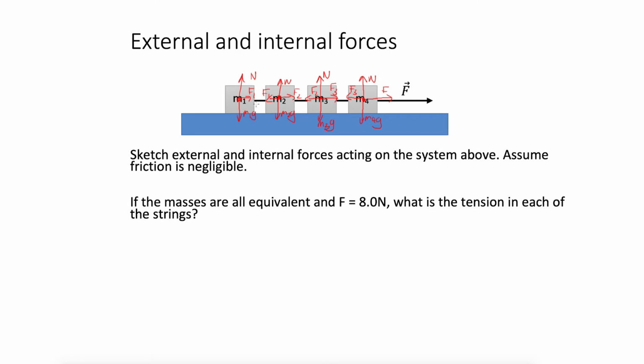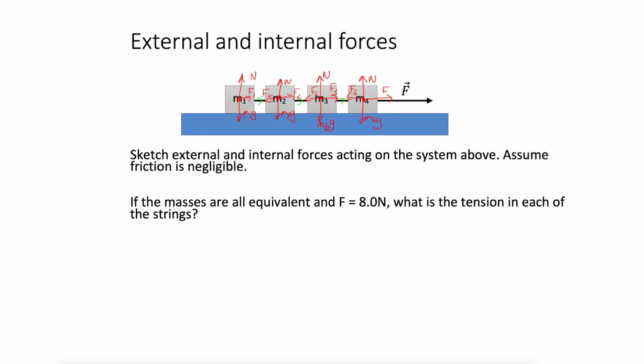Now we do have tension in each of these strings. This is how the force F1 here gets from this body to this body. So the F1 is going that way. We've got the tensions pulling these bodies along this way.